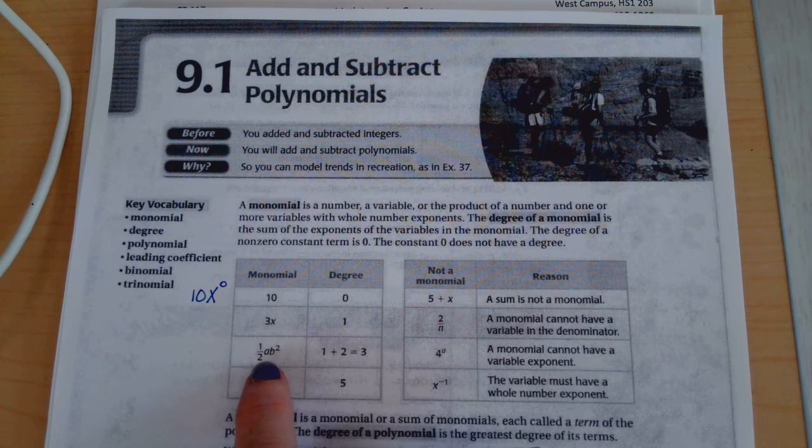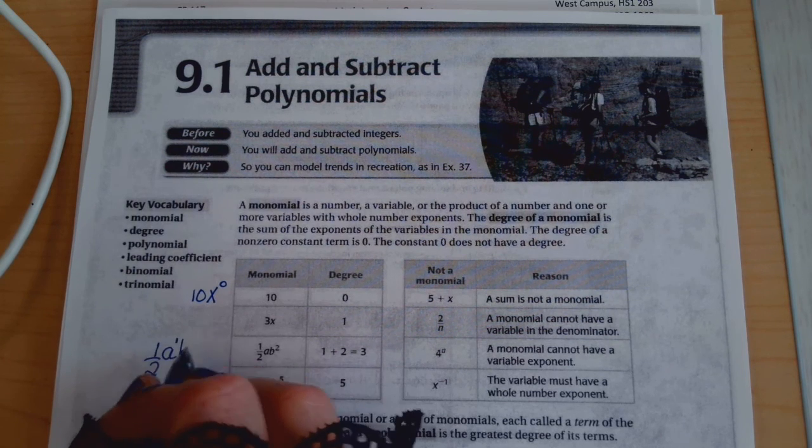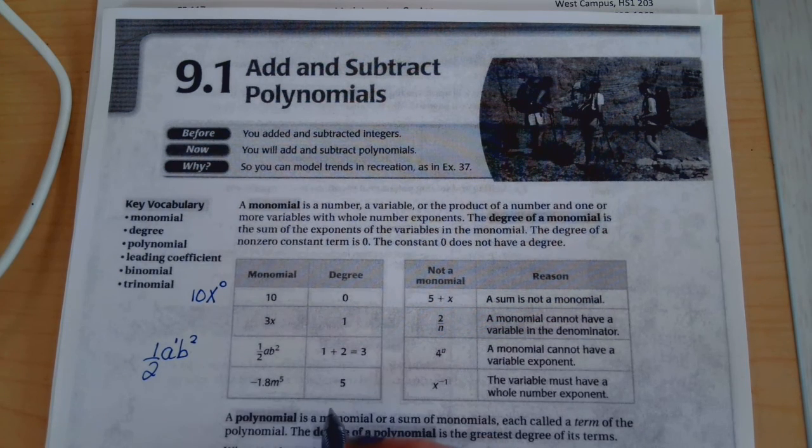Here's another one, 1/2 ab squared. So it can be as long or as short as you want. So here's where you have two different variables, an a and a b. So a is to the power of 1. So if I wrote this out, a would be to the power of 1 and b would be to the power of 2. To find the degree, you have to add them together. 1 plus 2 will give you 3. Then here I've got -1.8 m to the 5th. So there's just one variable here, and the degree is 5.